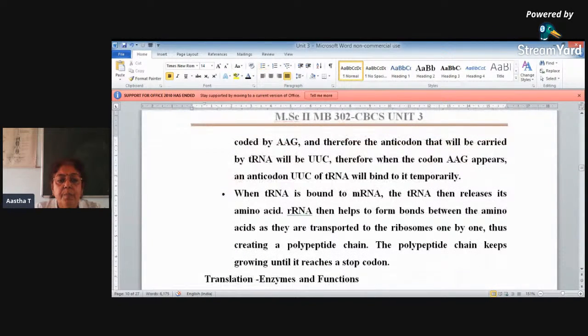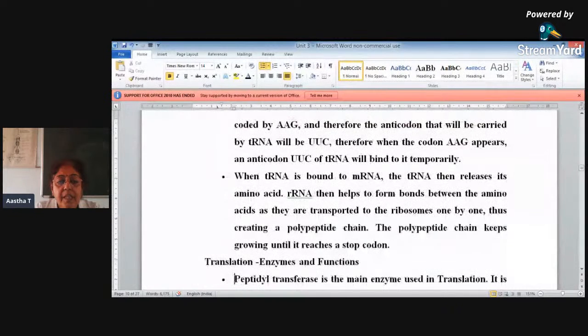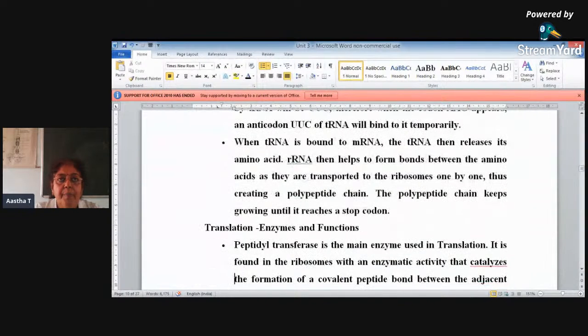When this is bound, there will be recognition of codon and anticodon, and tRNA will release the first amino acid, the lysine amino acid. So these amino acids, as they are released or transported to the ribosomes one by one, result in the formation of a polypeptide chain. This polypeptide chain will go on growing till a termination codon is reached.